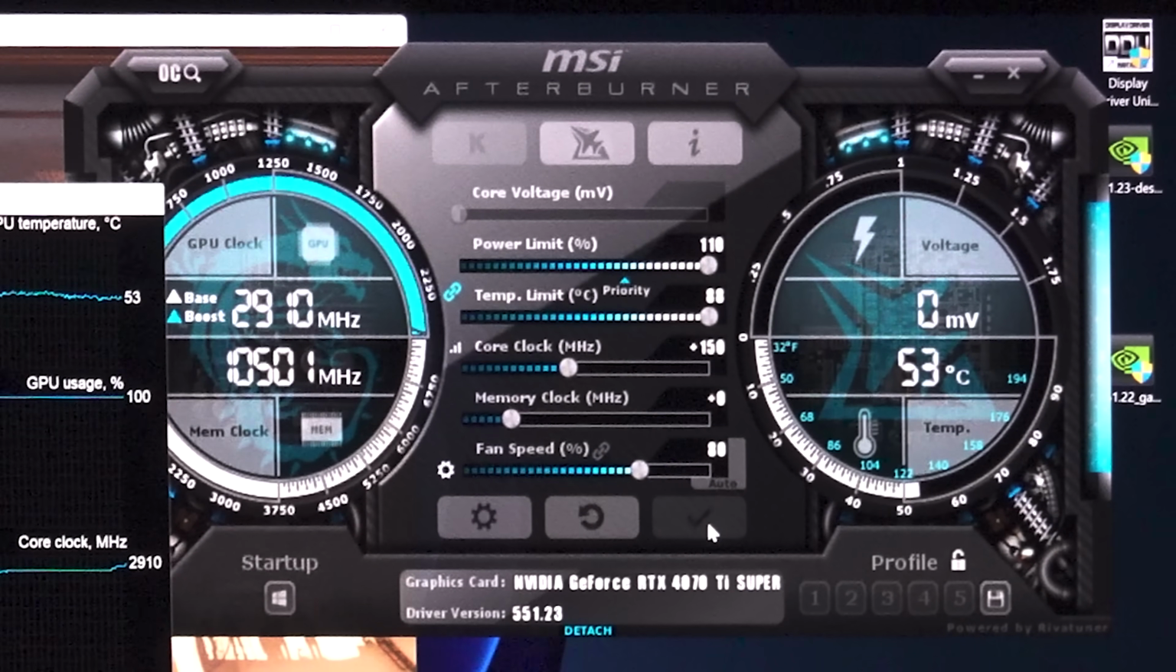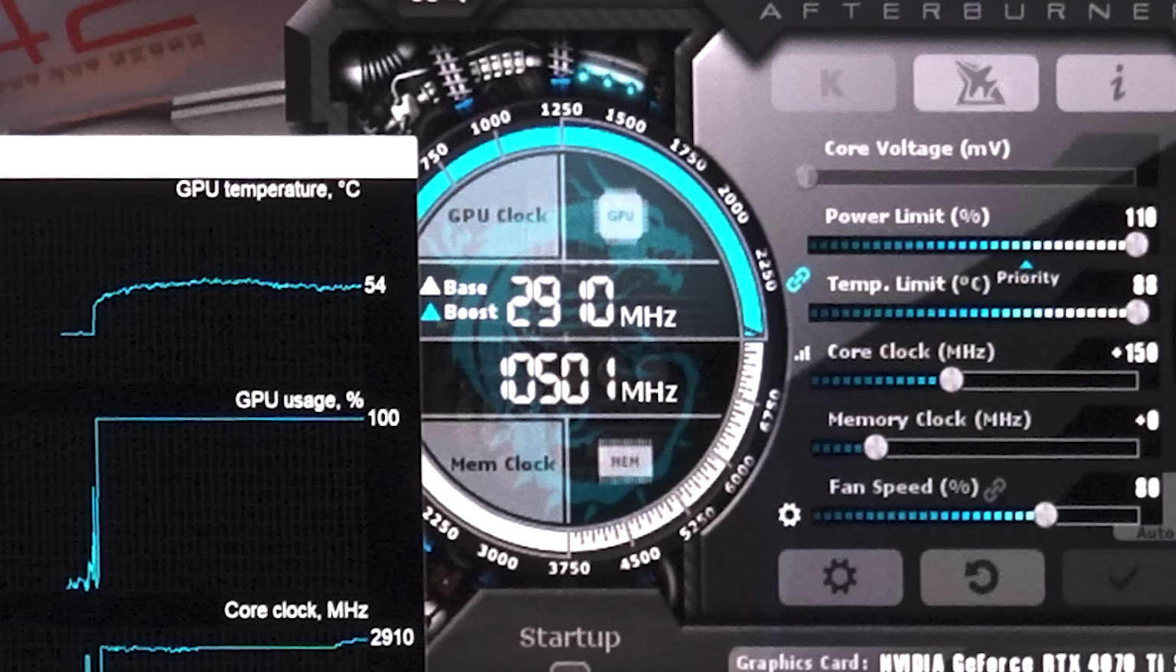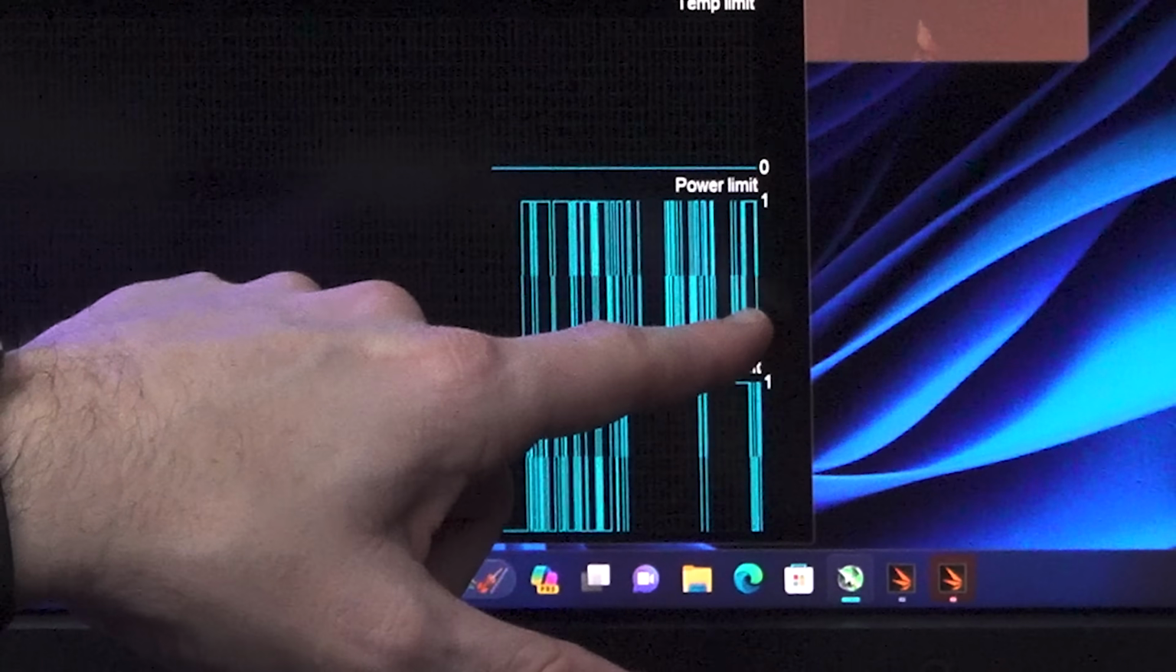I tend to go 50 megahertz at a time, and it says 50 megahertz, but it's not going to be 50 every time. It's 15 megahertz increments, and 50 is not divisible by 15 evenly. So that's why they tend to sometimes jump or not move at all. So there's 150, that gets us 2895. It did hit 2910, there it is right there. But you can see our power limit is now a factor again.